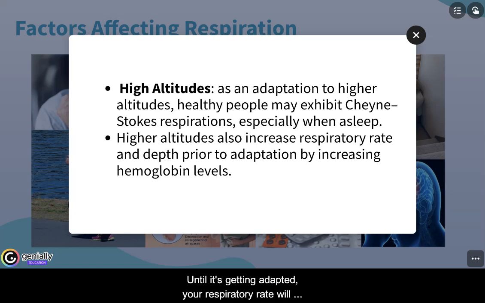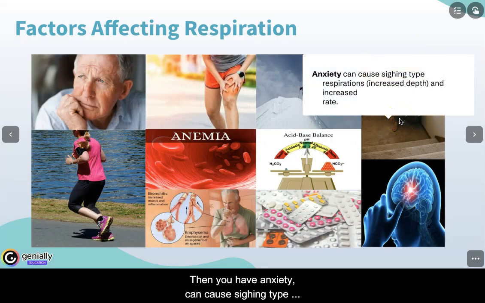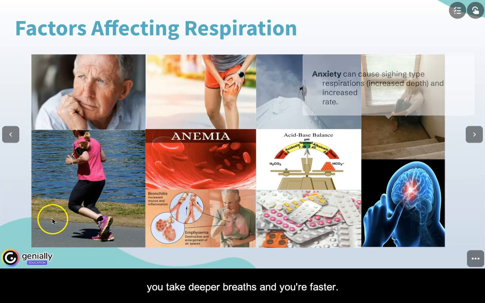Until it's getting adapted, your respiratory rate will increase and the depth will increase. This is your body's attempt to get in as much oxygen as it can because there's less oxygen in the air. So it's trying to get more air in to get more oxygen in, right? And this helps to increase the oxygen levels in your hemoglobin. Then you have anxiety, which can cause sighing type respiration, increased depth and increased rate. When you're anxious, you take deeper breaths and you're faster.